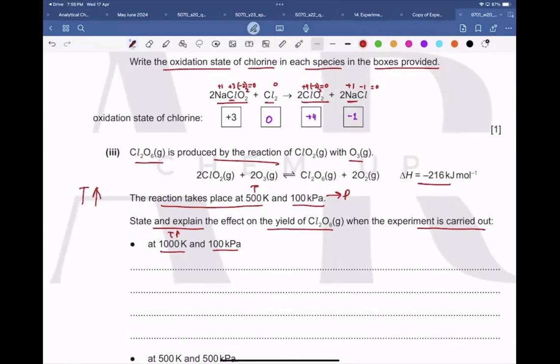Okay, Banin, very good. Zoha, very good. So what happens to the yield? The yield would decrease because when we increase the temperature, the endothermic reaction occurs. And see, it's stating that it's an exothermic reaction. So if I increase the temperature, the backward reaction would occur, and due to this, the yield would decrease.